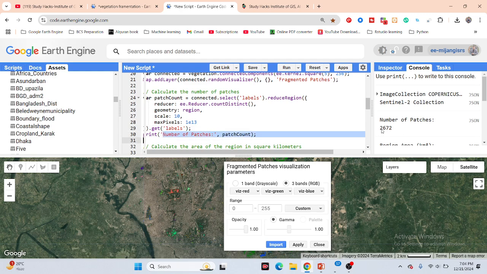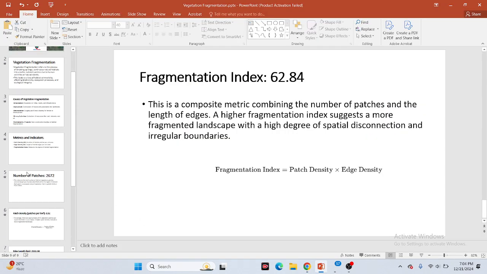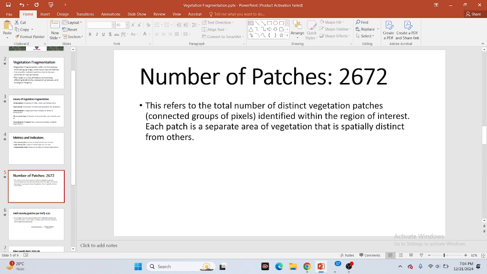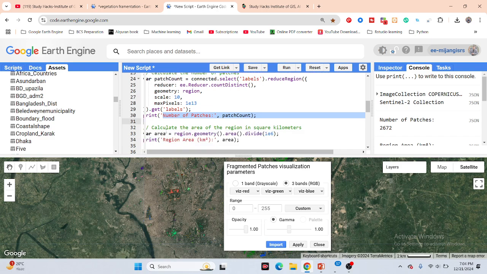This value is 2672 patches, and we already discussed this. What are patches? Patches refer to the total number of distinct vegetation patches identified within the study area. Each patch is a separate area of vegetation that is spatially distinct from others. So in this case we find the total number of patches is 2672, and further we calculate the area of interest.